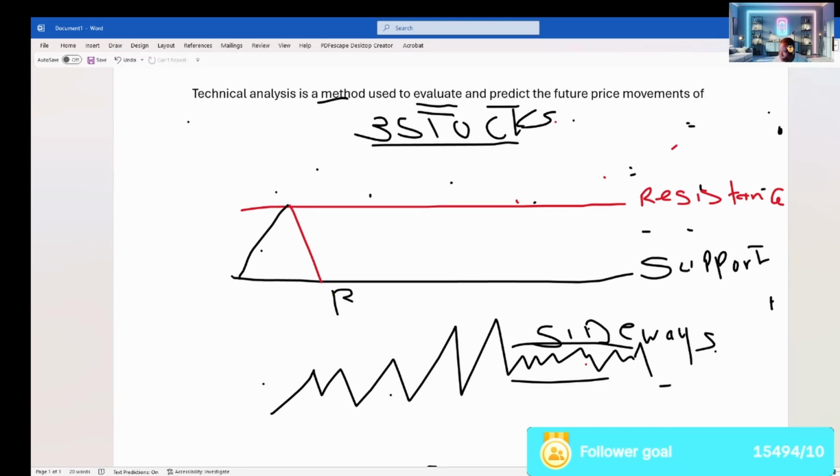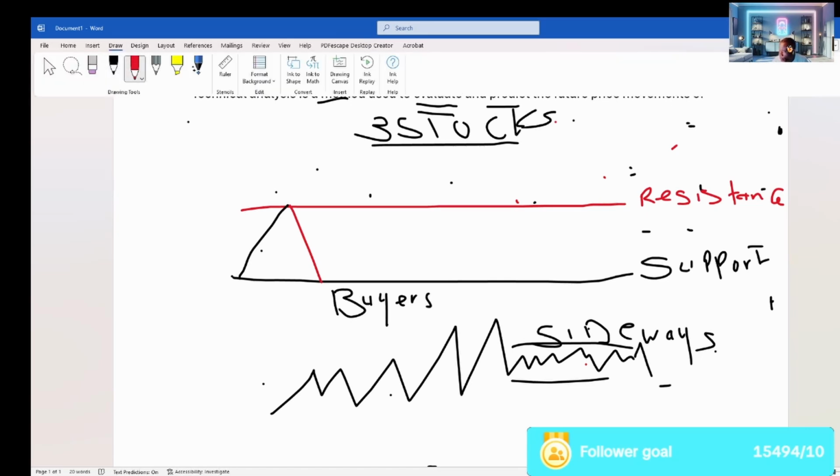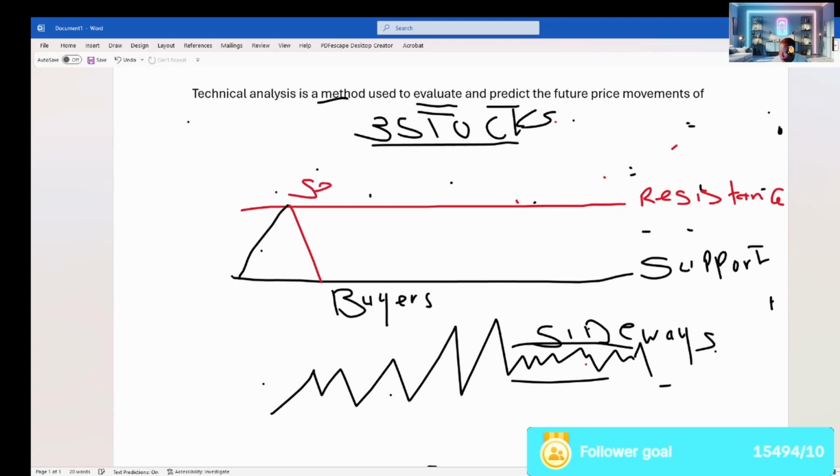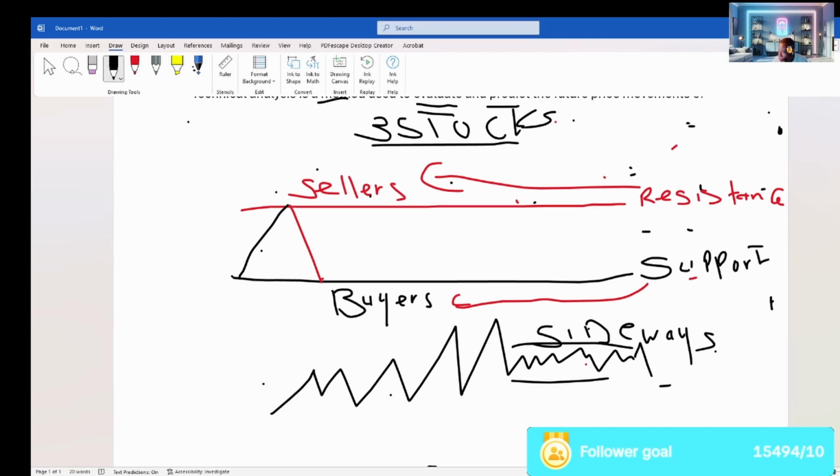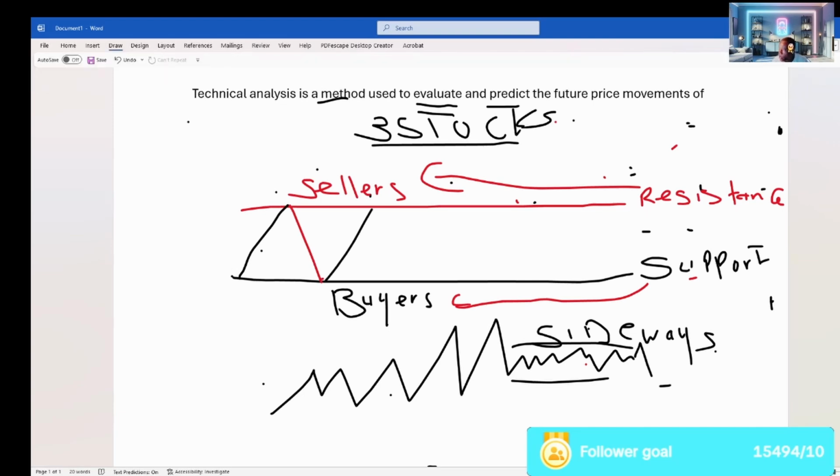Buyers are always waiting there at the support. That's their place. And sellers wait at resistance. That's sellers at resistance. These buyers at the support are waiting there. It's a fight. So buyers push the price up, and sellers push the price down.